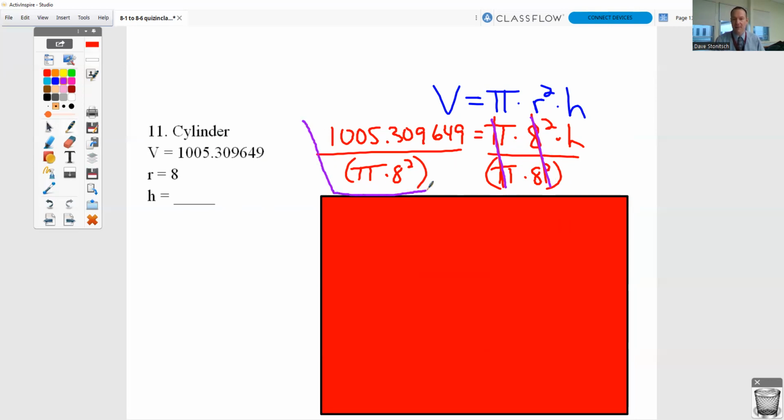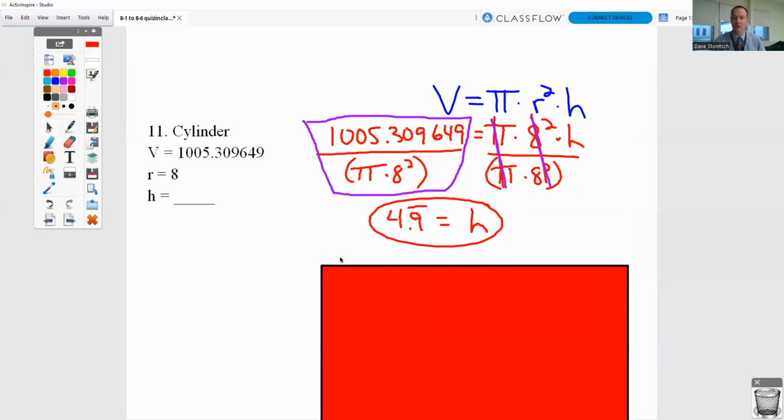When you divide, you have to make sure that your bottom part is inside parentheses. Otherwise, you'll get the wrong answer. So you have to type this whole thing into the calculator, 1005 point blah, blah, blah, divided by parentheses, which are above the 8 and the 9 on the calculator, pi times 8 squared, close your parentheses. When you do that, you get 4.9 repeating.